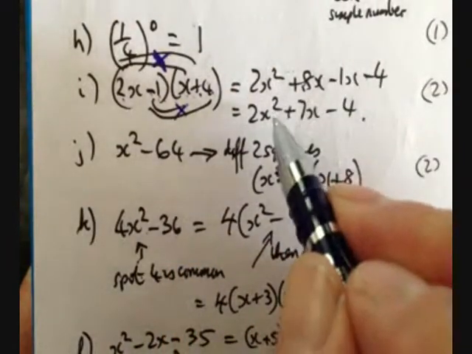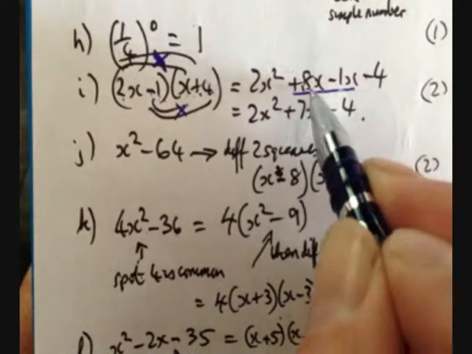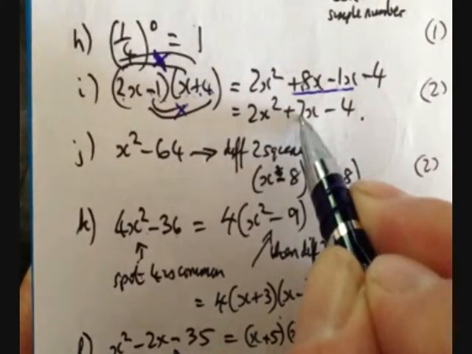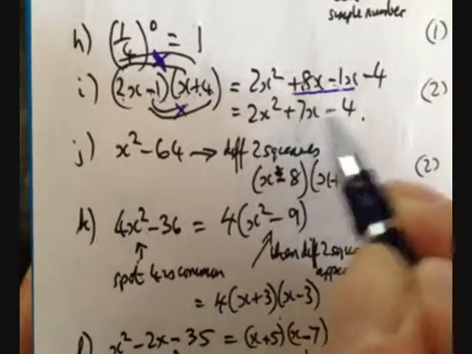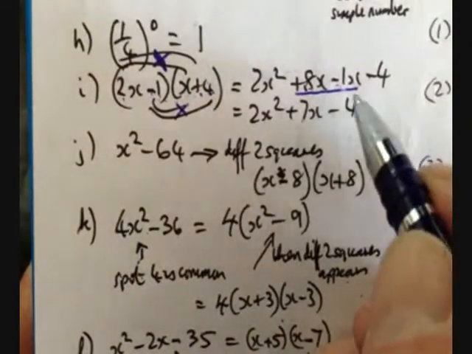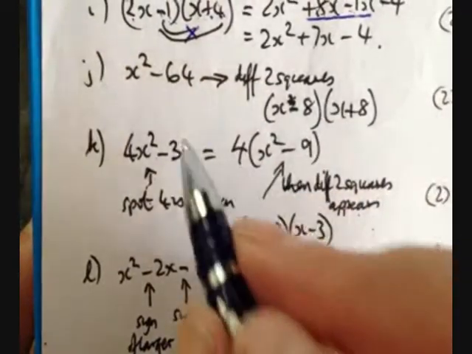Then families, that stays as it is. These two together, 8 take 1 is 7. You've got 8 and you owe mum 1, so it's 7 minus 4. Okay, then on to this one.